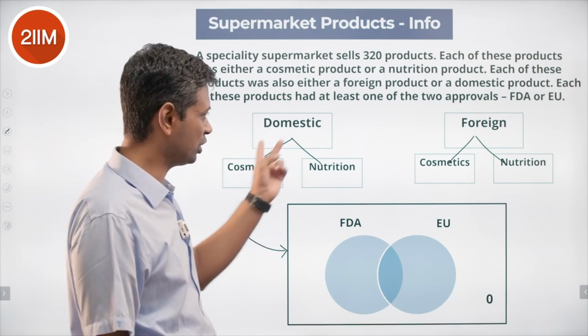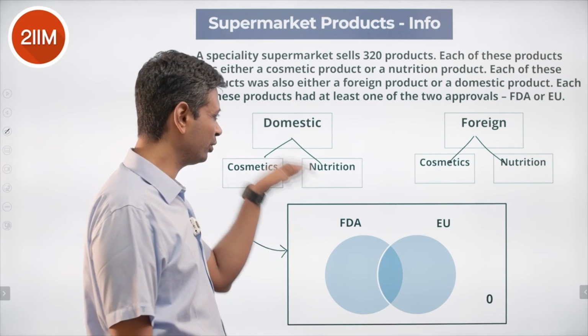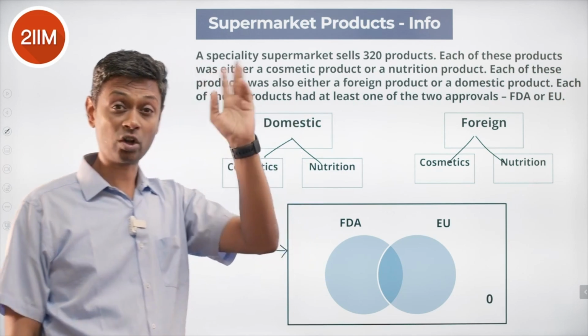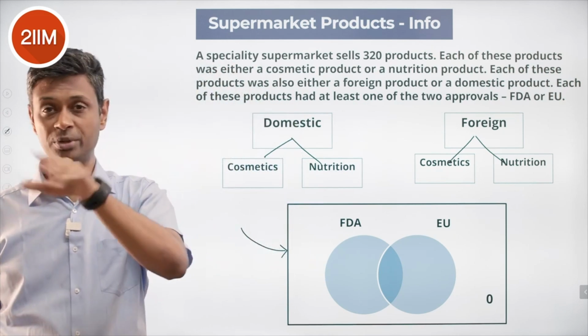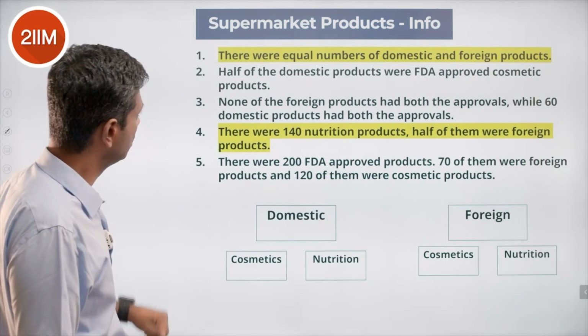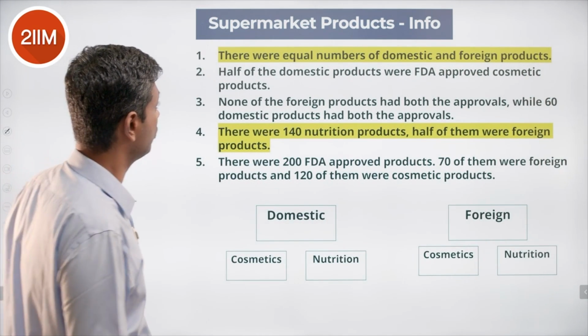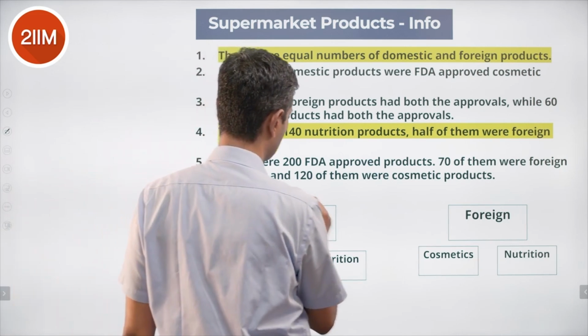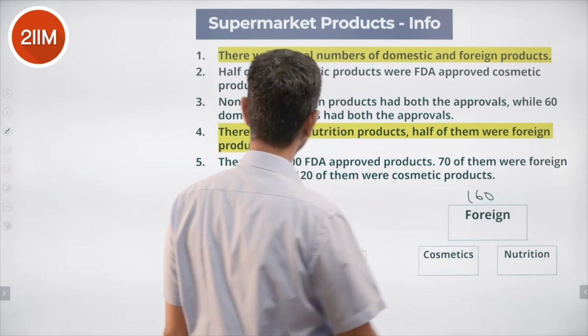So we think about domestic or foreign. Under that cosmetic and nutrition, under that cosmetic and nutrition. We're going to say cosmetic and nutrition, domestic and foreign, domestic and foreign. Those two are completely fine. So equal number of domestic and foreign products, 160, 160.